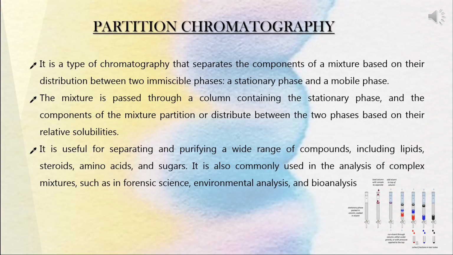Partition chromatography. The separation of components from the sample mixture is carried out by the process of partition of the components between two phases. Both phases are in liquid form. In this process, the immiscible solid surface coated with a liquid surface on the stationary phase is in the mobile phase. The liquid surface is immobilized by a stationary phase, which results in making it a stationary phase. The mobile phase moves from the stationary phase and components get separated. The separation depends on different partition coefficients. It is useful for separating and purifying a wide range of compounds, including lipids, steroids, amino acids, and sugars. It is also commonly used in the analysis of complex mixtures such as forensic science, environmental analysis, and bioanalysis.